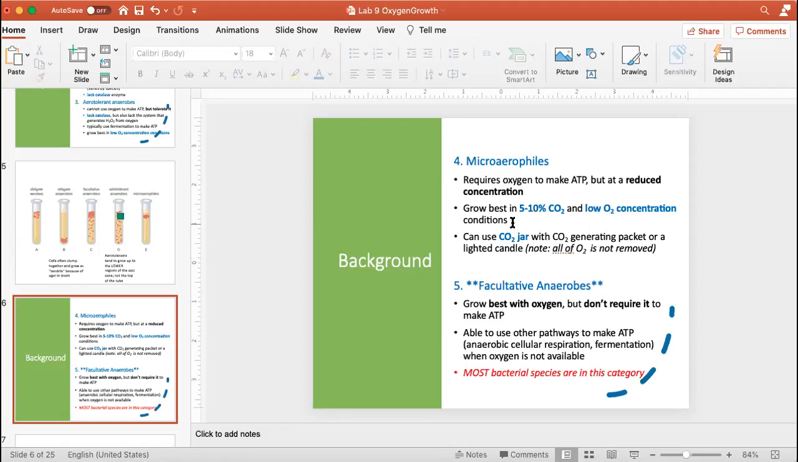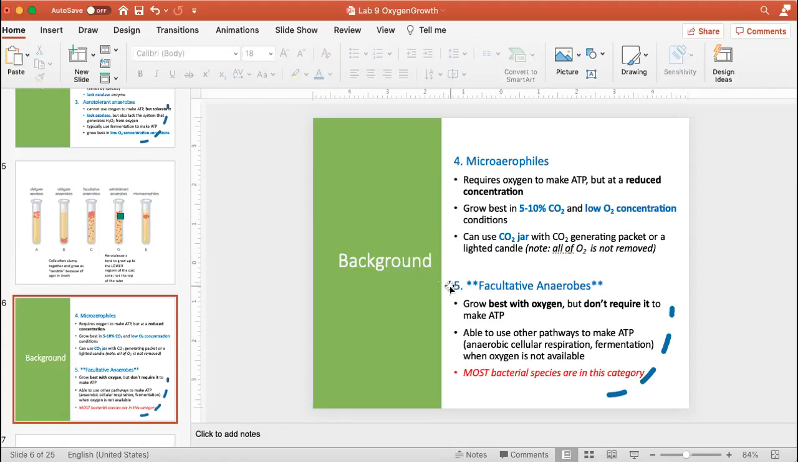Now, there is a modern version of this, the CO2 jar, which actually generates a little bit of carbon dioxide as well as removing the oxygen with the candle. So there are different versions of this jar available, but what this jar is doing is creating a low oxygen, high CO2 environment for these organisms to grow in.